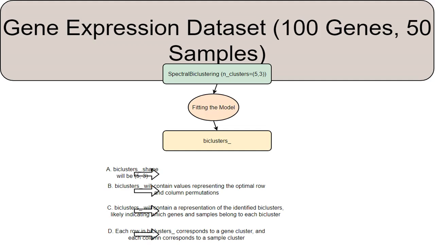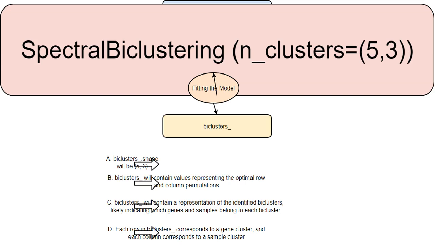I'm working with a dataset that describes the activity of 100 genes across 50 samples. This is typical data in gene expression analysis. I'm using a special technique called SpectralBiclustering. The 5, 3 tells me I'm looking for 5 groups of genes and 3 groups of samples that behave similarly. It's like finding mini-clusters within the bigger dataset.